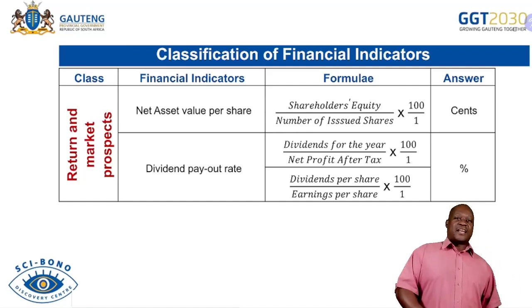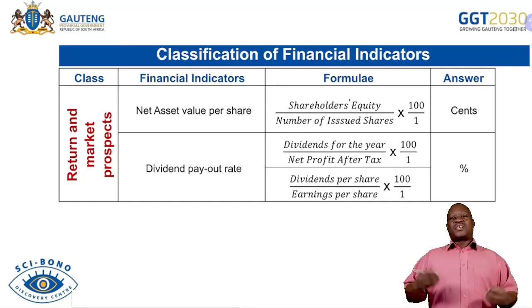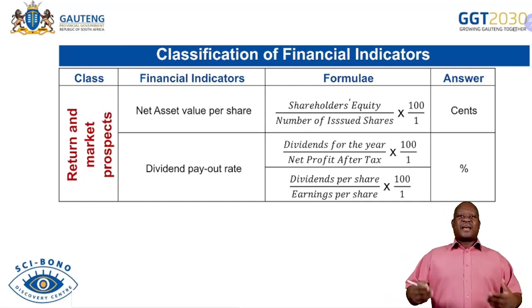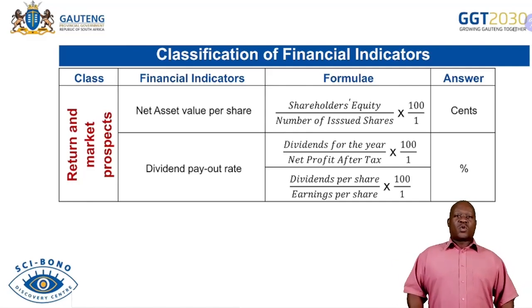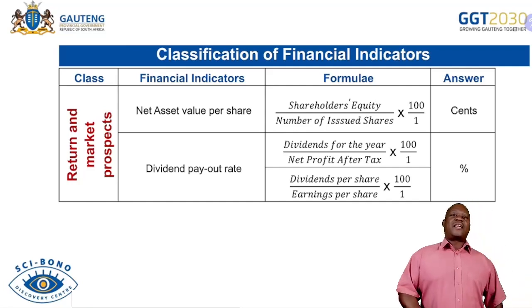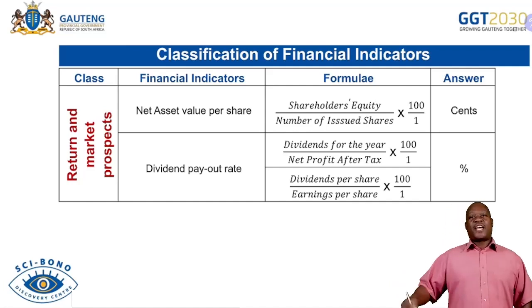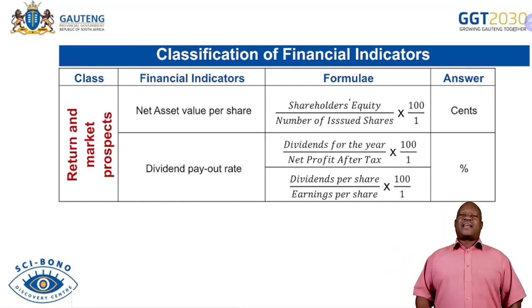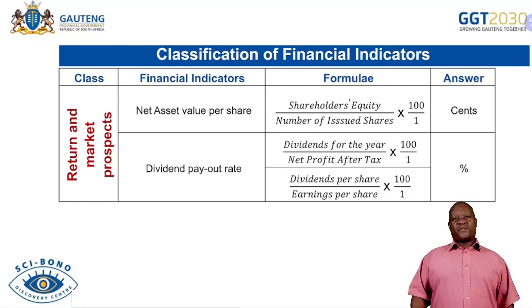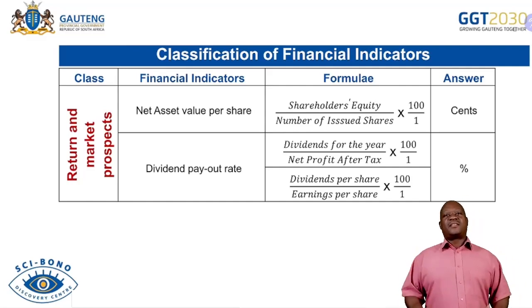How do we find net assets? Total assets minus total liabilities. That's net assets, right? How do we find shareholders' equity? Total assets minus total liabilities. So that's the reason why, when you get into the formula, it says shareholders' equity divided by the number of issued shares. Remember these formulas, guys. There's nothing more that I need from you than remembering the formula. Because as soon as the formula is in you, then applying it is one of the easiest things that you can ever do.